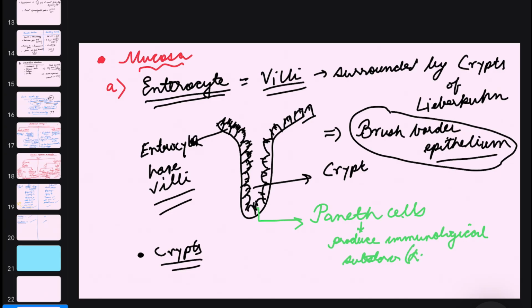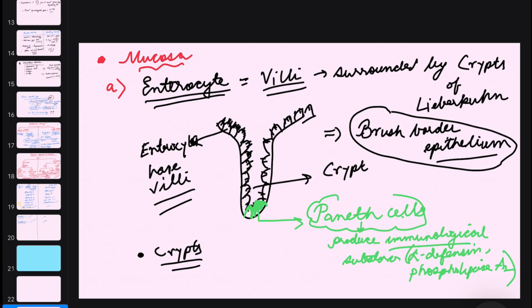So alpha defensin, phospholipase A2, lysozymes, these things. Okay, so these are immunological cells. These are called Paneth cells. Okay, so let me make these in a different color. Okay, these cells.